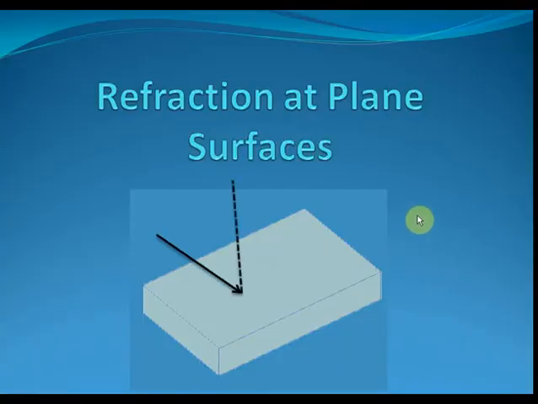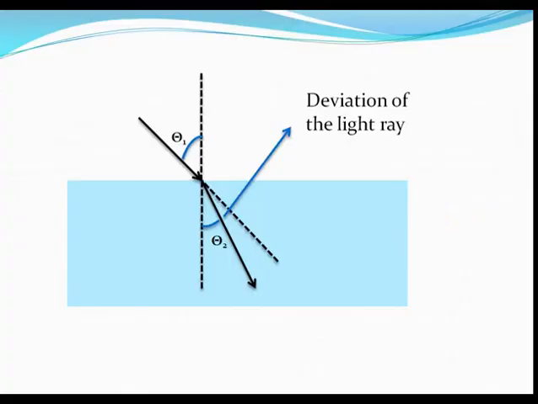Today we're going to study a very interesting chapter, refraction at plane surfaces. You know what happens when a light ray strikes a glass slab? Exactly what path does it follow? Let's find out. You see, when a light ray strikes a glass slab, or for that matter, any medium which is different from vacuum, it undergoes refraction. That is, it gets deviated from its original path.